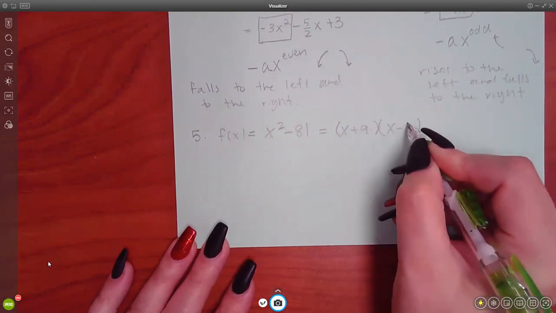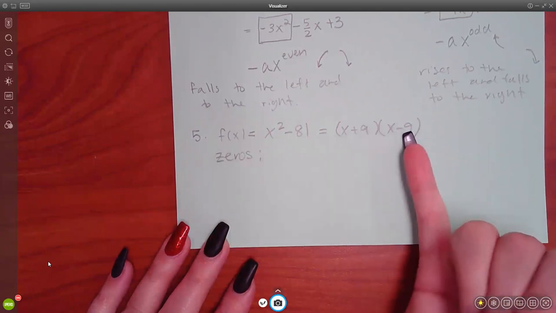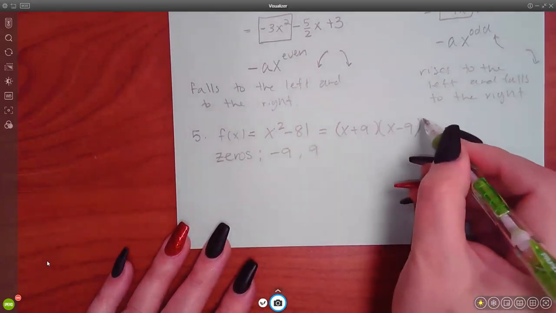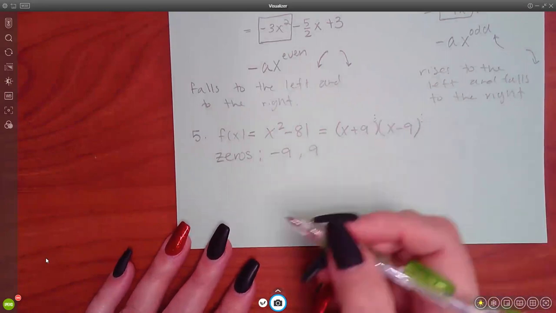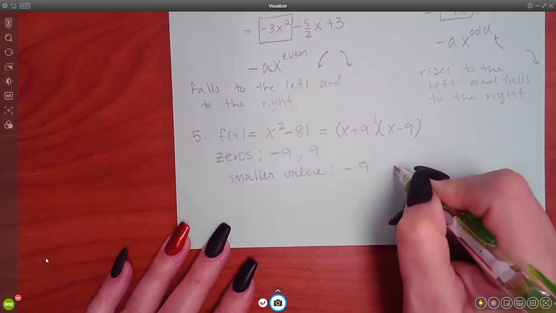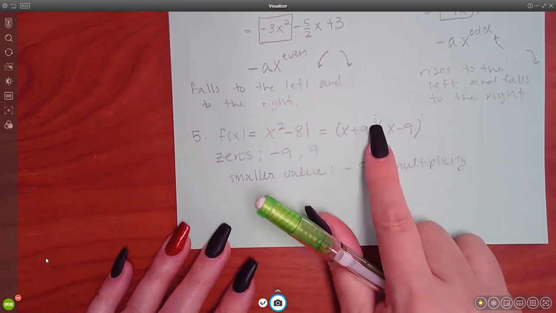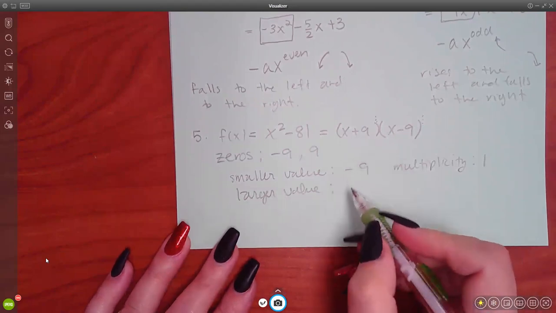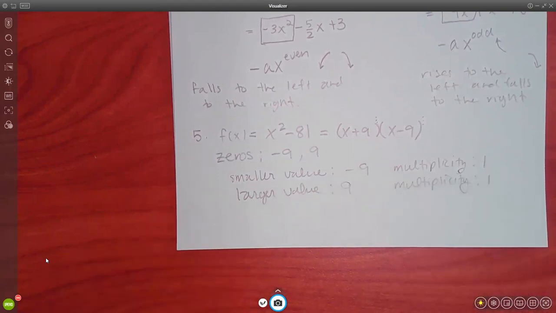X plus 9, x minus 9. So if I wanted to determine those zeros, what would it be? What do you get when you set each one of these factors equal to zero? Negative 9 and 9. So then what exponents are up here? Ones, little invisible ones, right? So what is going on here? My smaller zero is going to be negative 9 with multiplicity of what? The negative 9 came from this factor and it has an exponent of 1. So the larger value is going to be positive 9, and what is its multiplicity? They just happen to be the same, right?